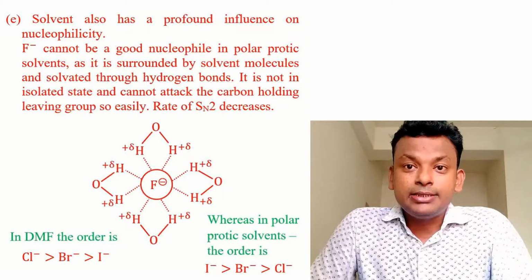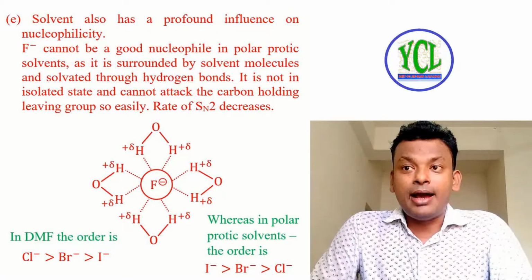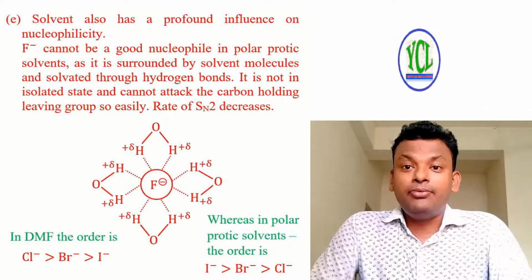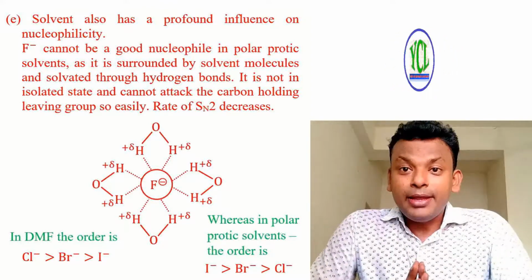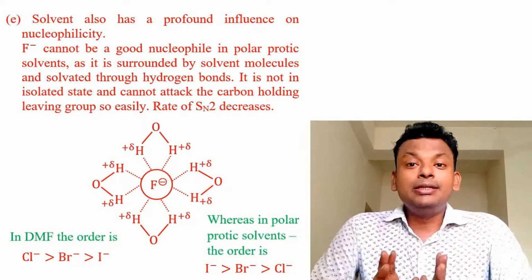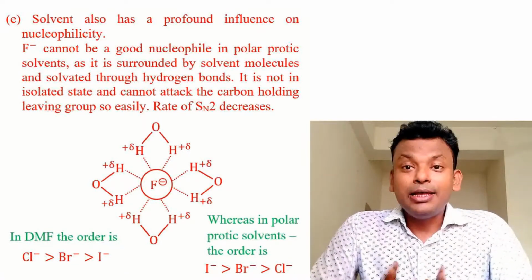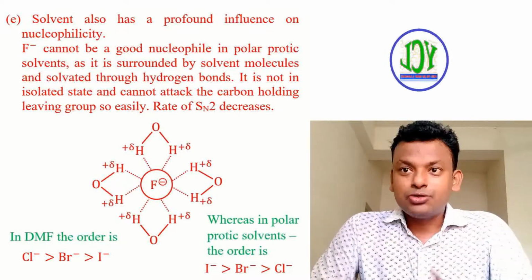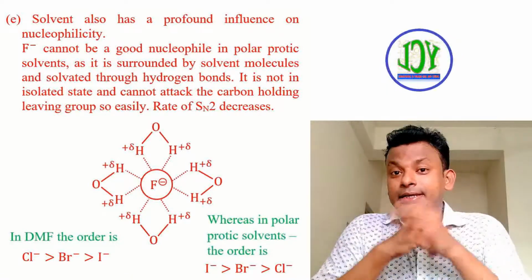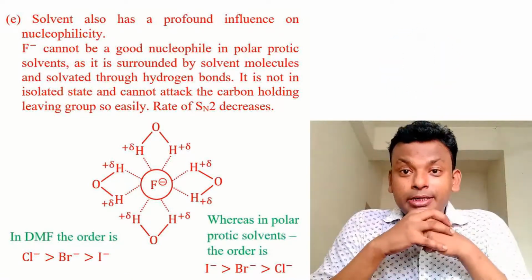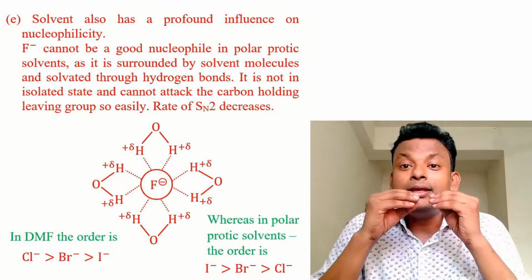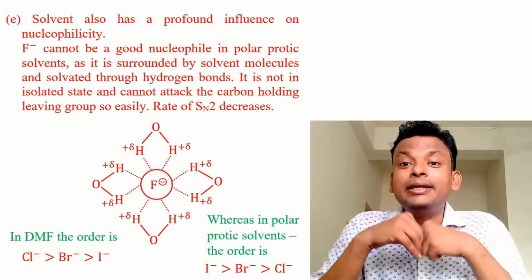In DMF, the order is Cl negative, Br negative and I negative. Whereas in polar protic solvent, the order is I negative, Br negative and Cl negative. So in the presence of solvent, the order of nucleophiles changes, and the rate of SN2 reaction also changes. So here in polar protic solvent, the rate of SN2 reaction decreases. Means in the presence of polar protic solvent, SN2 reaction is less reactive, means the rate decreases.